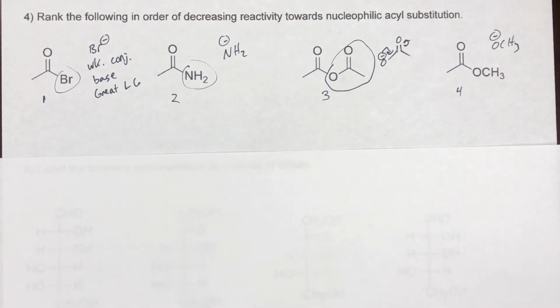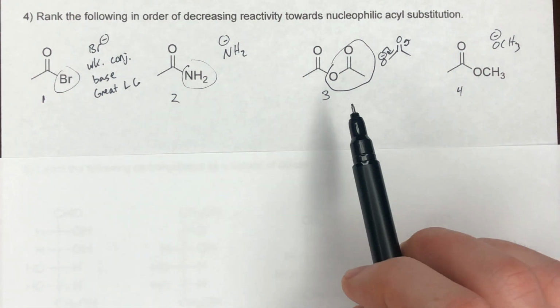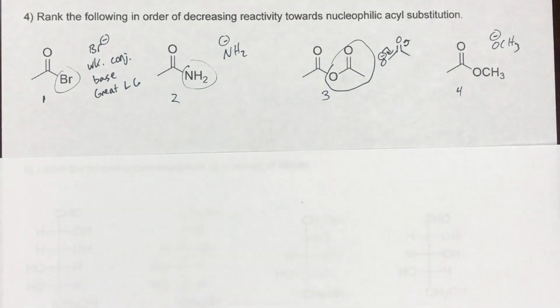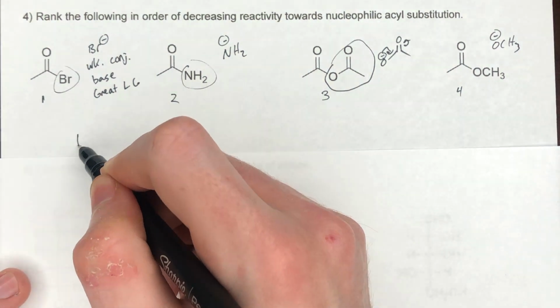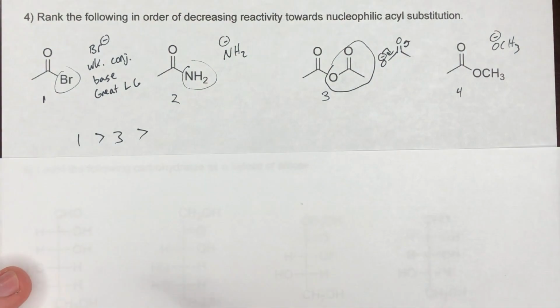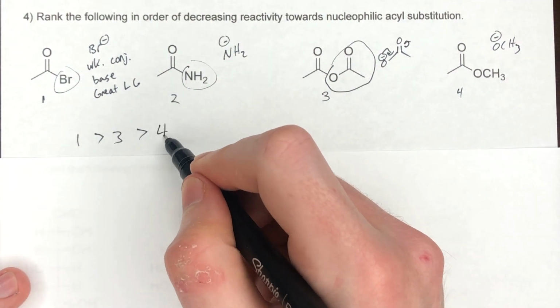So how you would rank this is 1 is going to be the most reactive, then 3 the anhydride, then 4 the ester, and then 2 the amide. And we need to go in order of decreasing reactivity. So the most reactive is 1, which is greater than 3, which is greater than 4, which is greater than 2.